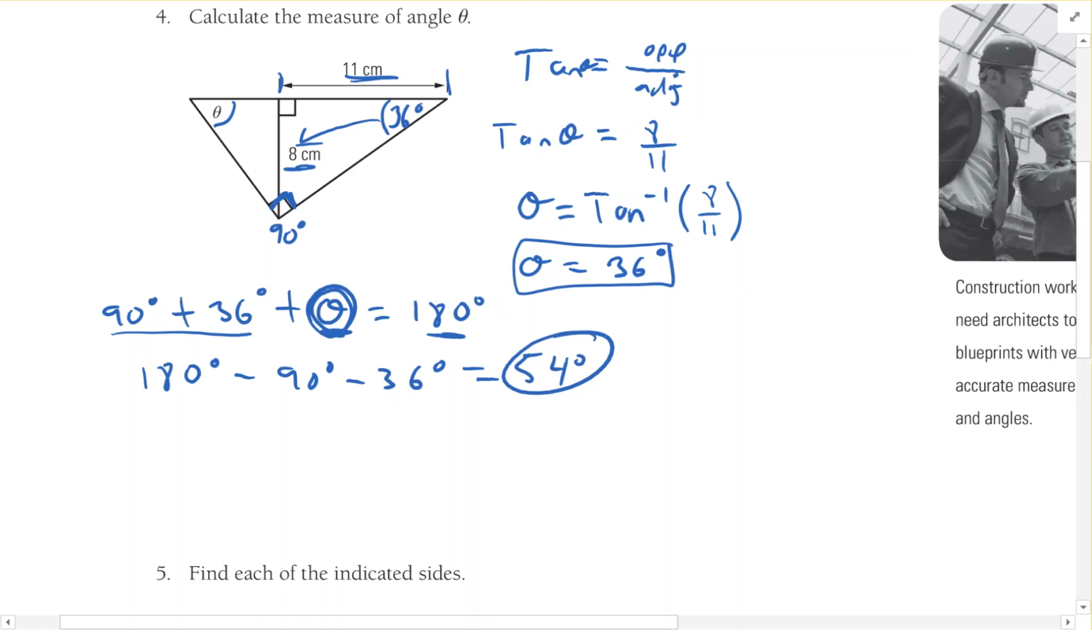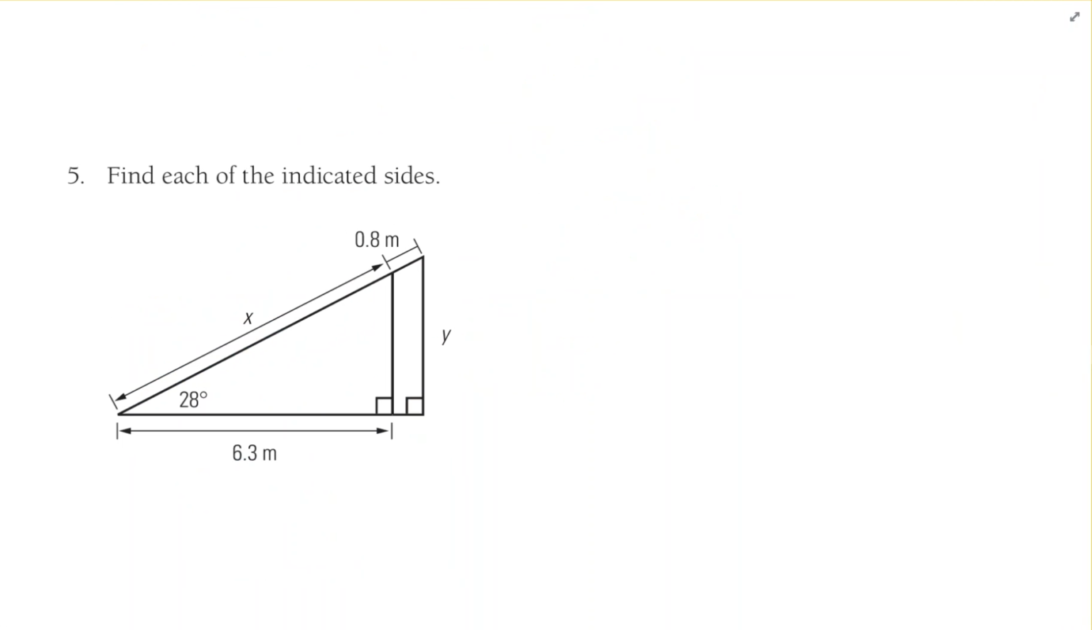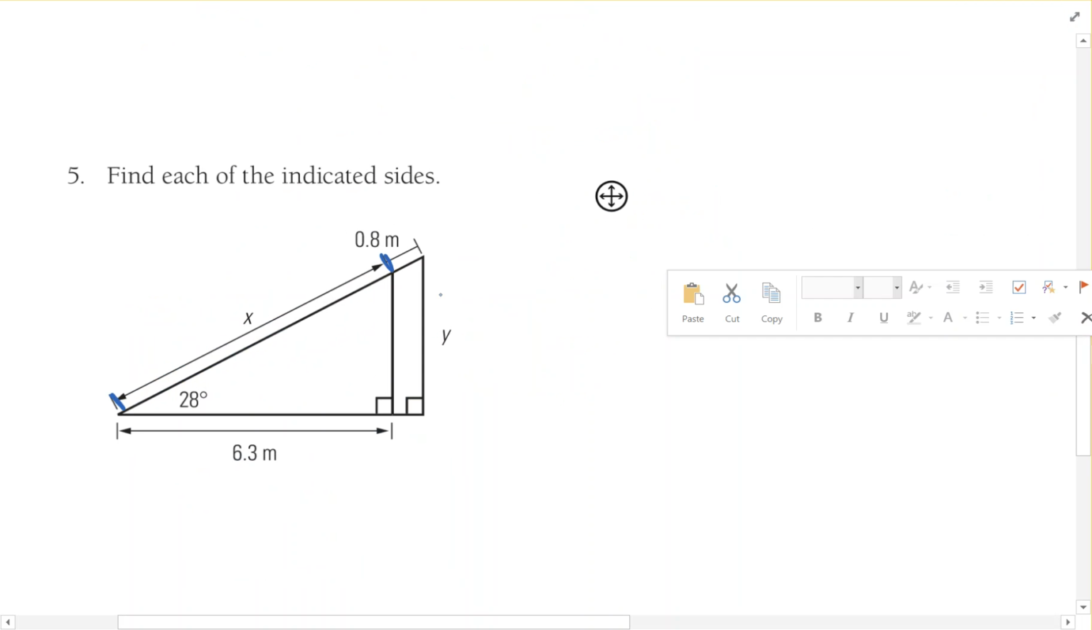Okay, moving on. I'm actually going to let you guys do number 5, but I'll walk you through the process. It says find each of the indicated sides. So we need to find x, the distance from there to there, and y from there to there. We just have 2 triangles there. First off, what I would do is find x. That's the first step I would do, because that's going to help you find y.